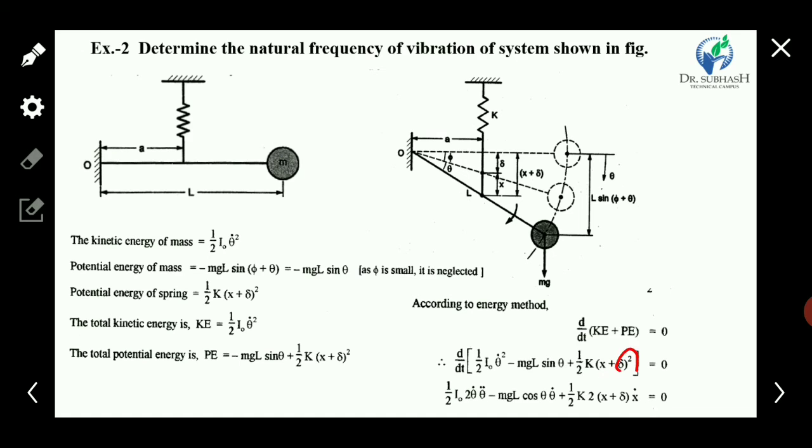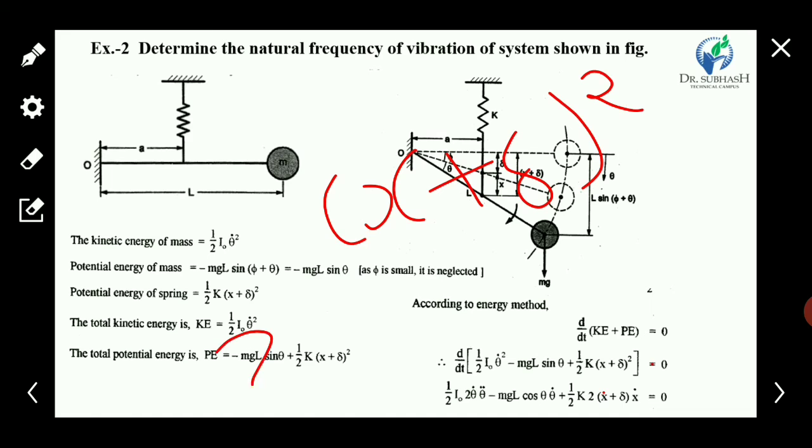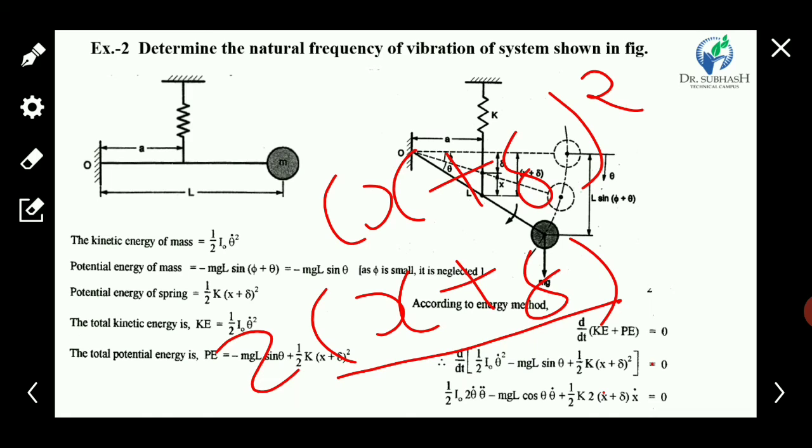Here the deflection delta is a constant, it does not change with time, but x is there. So delta is a constant, and in the bracket differentiation, one half k is also constant. So in the bracket, only the x differentiation is there. First, the bracket squared, so the differentiation of the bracket is 2x plus delta, and again the differentiation of this bracket happens only for x, since delta's differentiation is 0, so x differentiation is x dot.